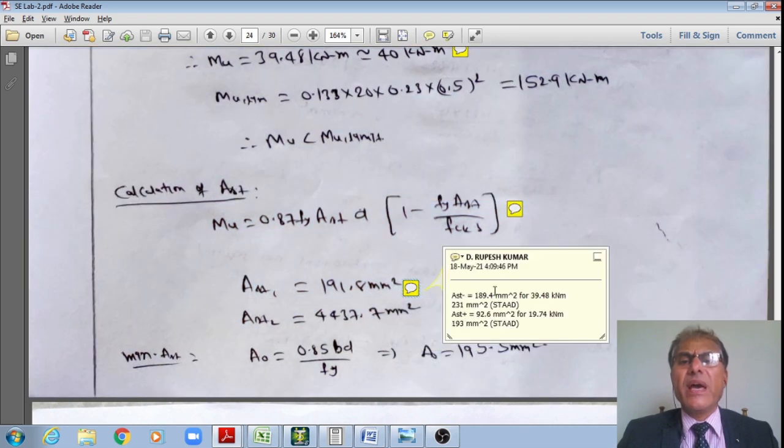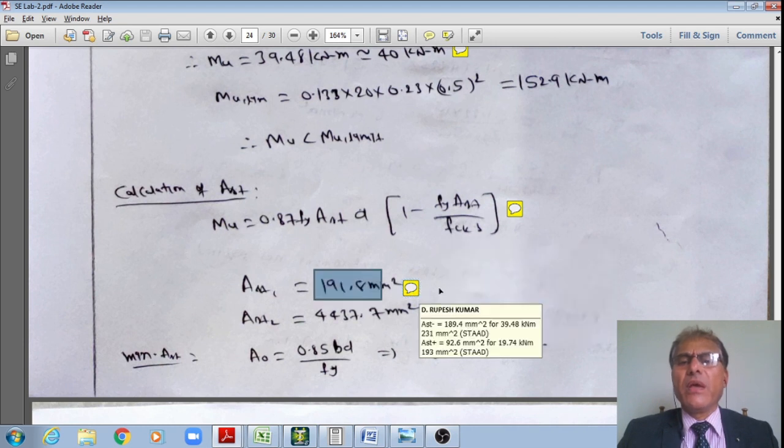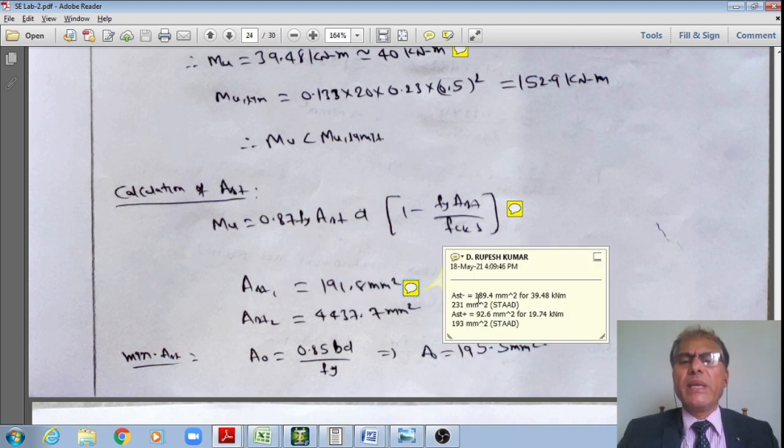area required is equal to approximately 189 mm square, student, 189.4 mm square, right, for 39.48. Here what is shown is for 40 kilonewton meter, it is 191, but I have calculated for the actual bending moment of 39.48, it is approximately 189. There is not much change, right?